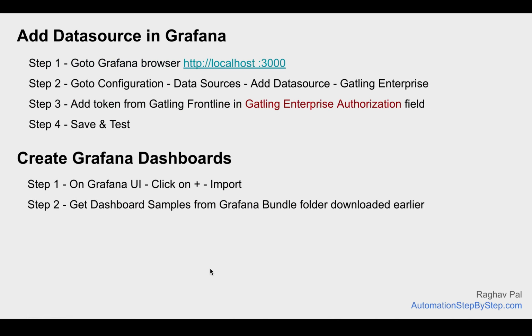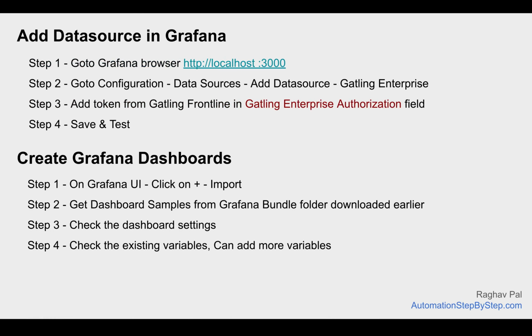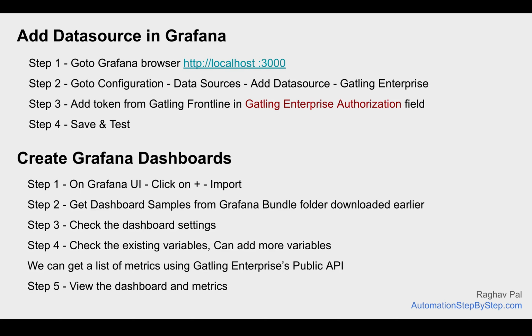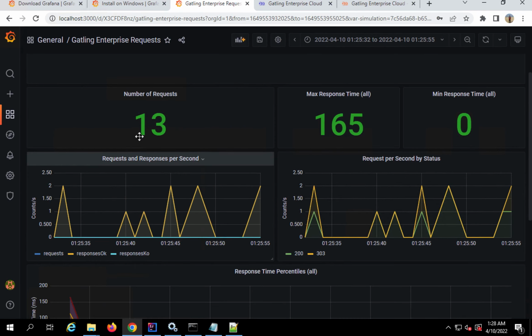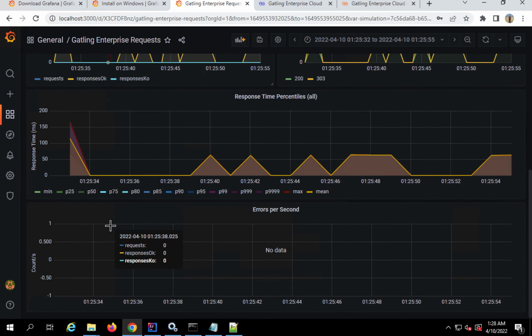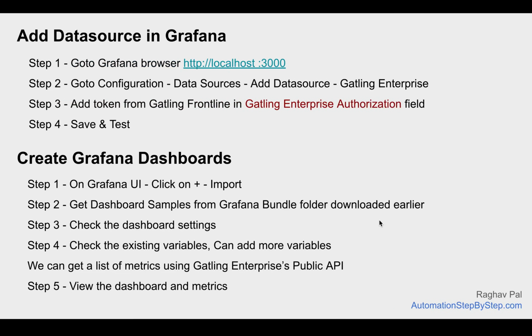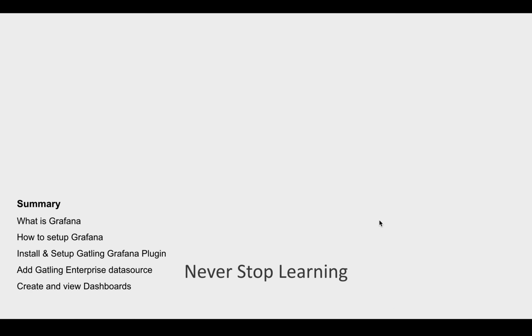So we have already got the dashboard samples from the Grafana bundle, and we have imported, and we have checked the dashboard settings, variables, and we have also seen how we can get more metrics from the Gatling public API. So we are able to see our data results and real-time data on Grafana dashboards, and we can see all the metrics and everything there. And you can explore more options. You will see a lot of things here. You can add more panels here. You can see different visualizations. You can do filtration. Everything will be available here. So there is a lot of things you can do here. So this is how you can see all your Gatling data on a Grafana dashboard.